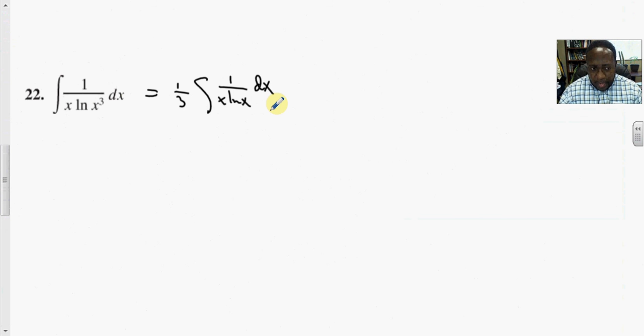The natural log of x, its derivative picks up the 1 over x, because if you let u equal natural log of x, du is 1 over x dx. There you go.